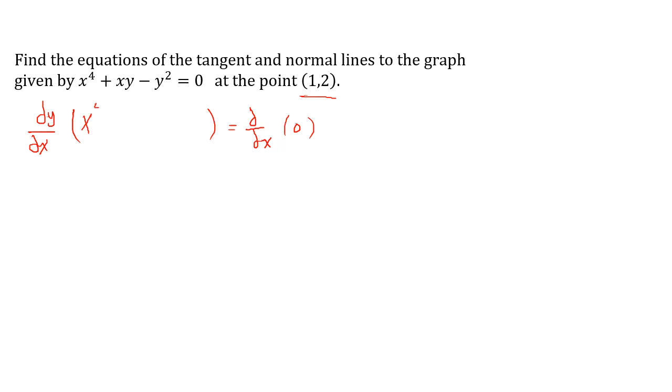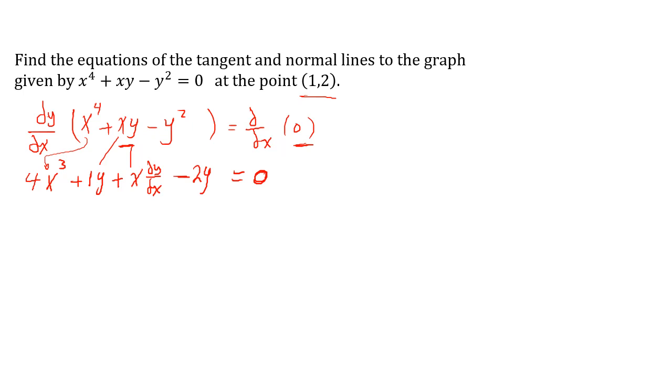So it's x power 4 plus xy minus y squared. Derivative of any constant gives 0. Derivative of x to the power 4 is 4x to the power of 3. Then this is a product rule: derivative of the first multiplied by the second, plus derivative of the second, which is dy by dx, multiplied by the first, which is x, minus derivative of y squared, which is 2y dy by dx.